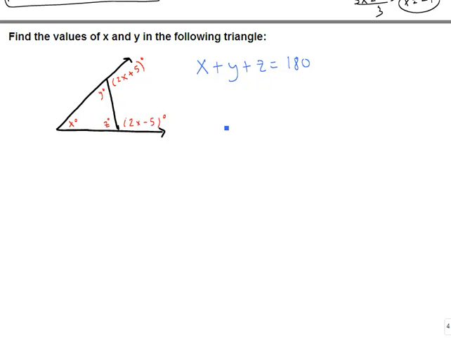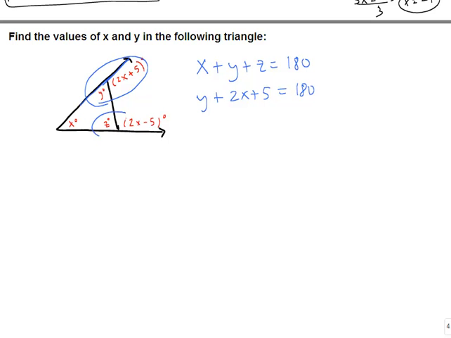So there's one equation. Now another equation would be coming from these two angles right here. Notice that angle y plus angle 2x plus 5 adds up to this straight line, which is a 180 degree angle. It's called a straight angle. So y plus 2x plus 5 also has to equal 180.